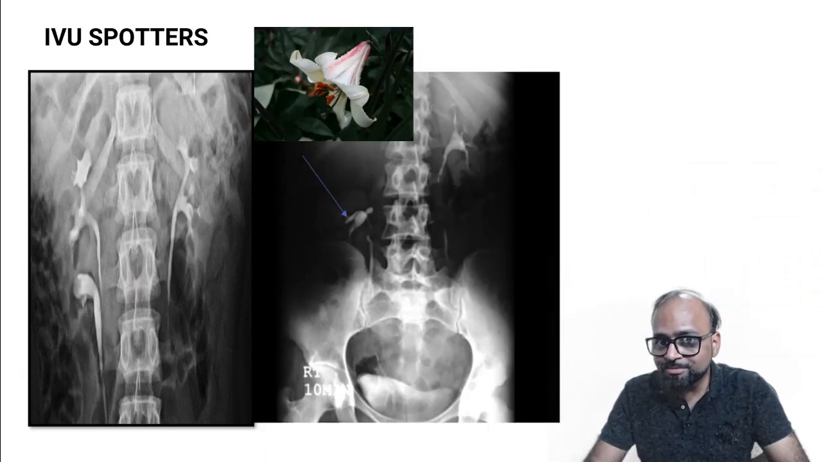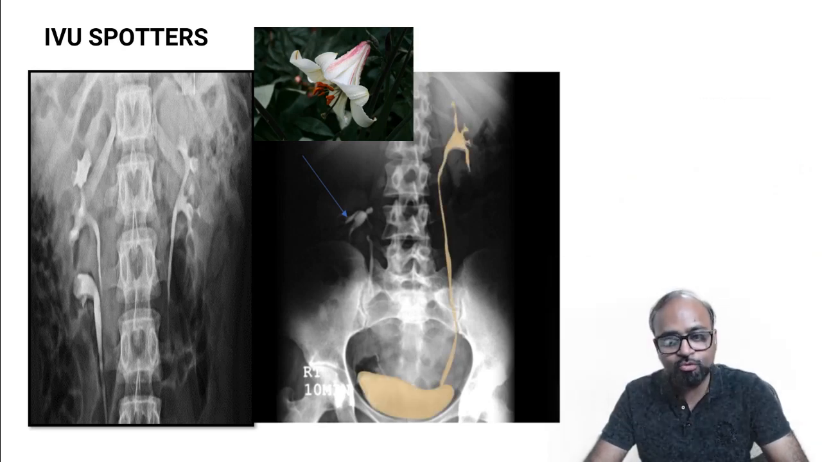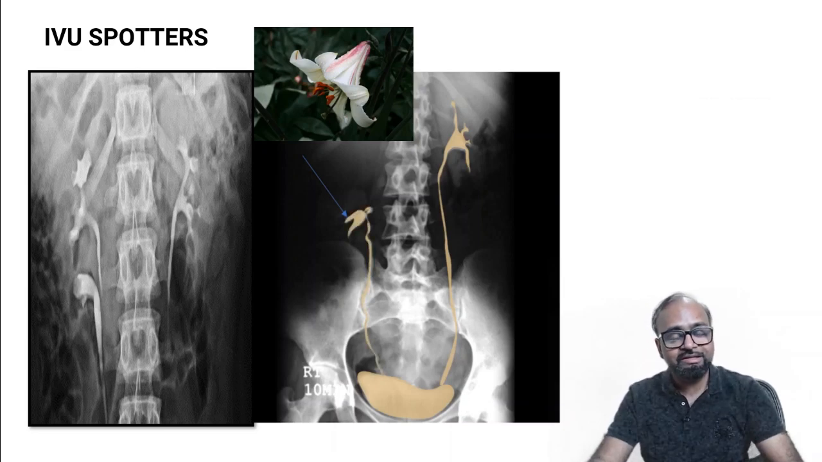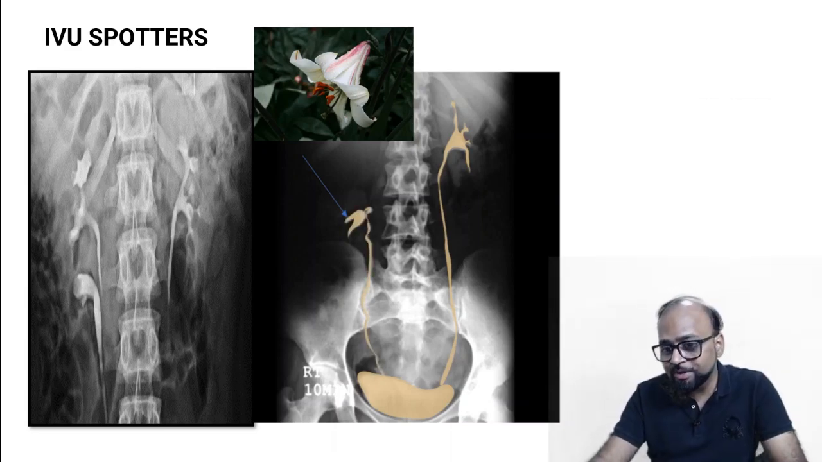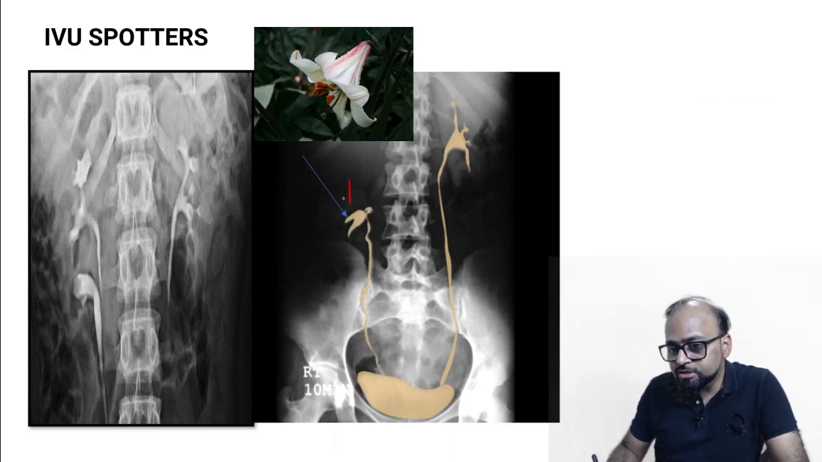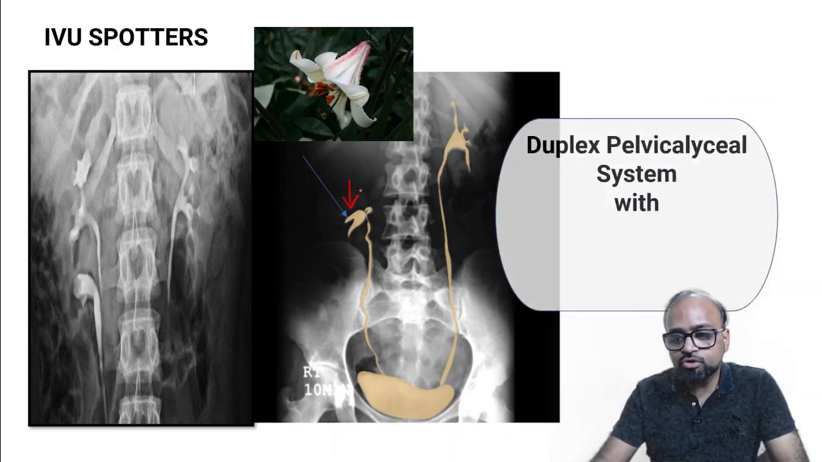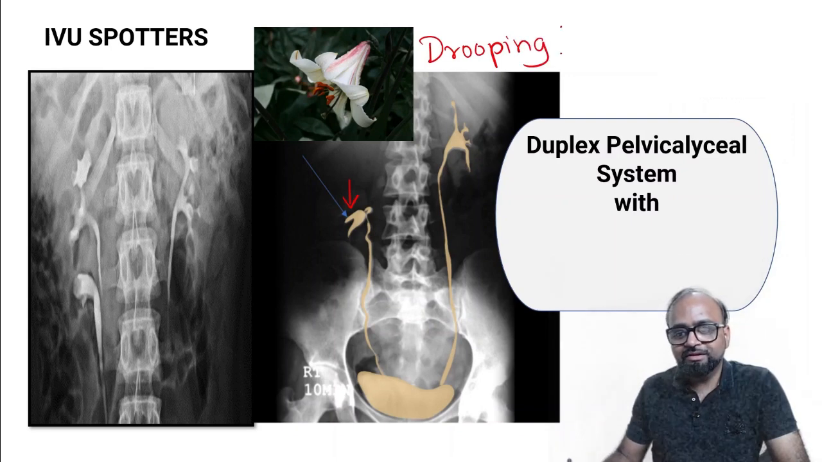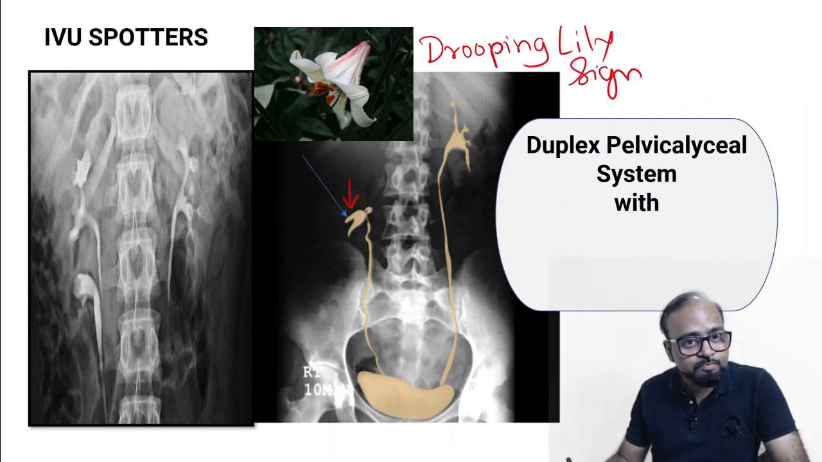A named sign that has been asked in one of the exams before is the drooping lily sign. Look at the left pelvicalyceal system, it looks normal in appearance. On the right, the lower pelvicalyceal system is drooping down. Why? Because something is pushing it down. So this is called the drooping lily sign. And why is the lily drooping? Because something is pushing it down.